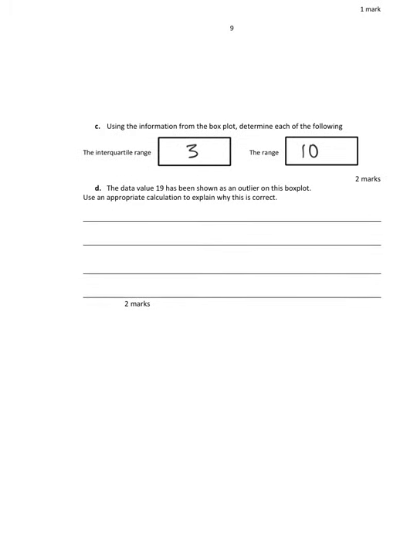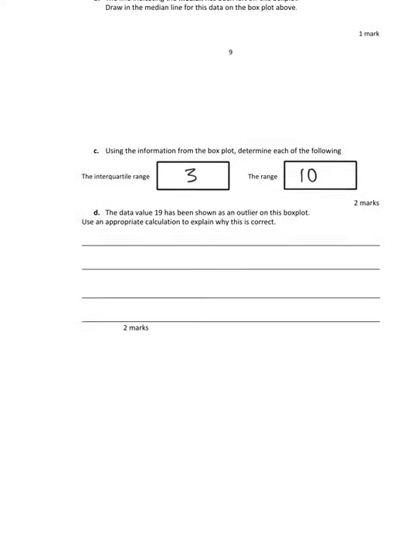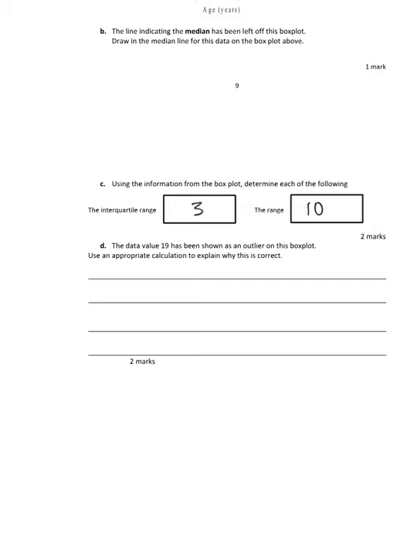Question D: the data value 19 has been shown as an outlier on the box plot. Use an appropriate calculation to explain why this is correct. There is a rule for finding outliers. If you want to refer to your summary journal for something like this, you can. If you remember the rule, that's fine as well. We're looking for an upper outlier, because that 19 is at the upper end. So make sure you use the right rule. That's going to be Q3 plus 1.5 times the IQR.